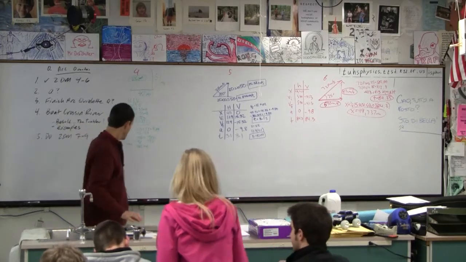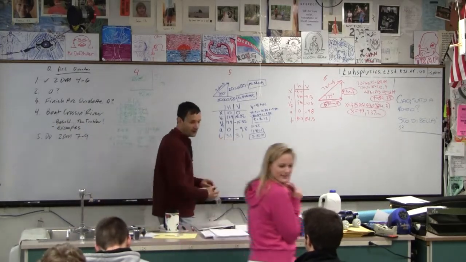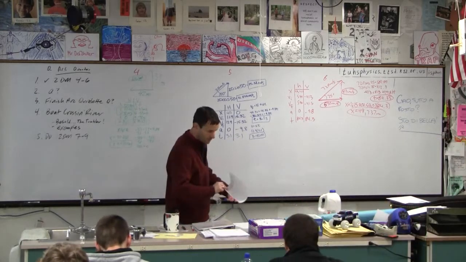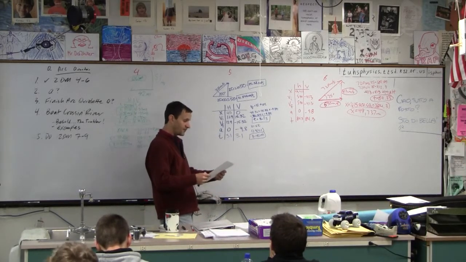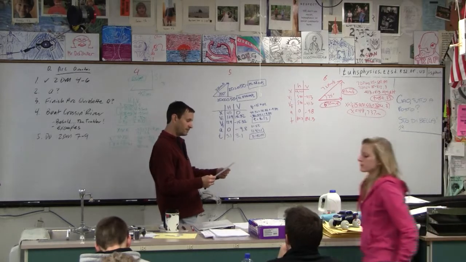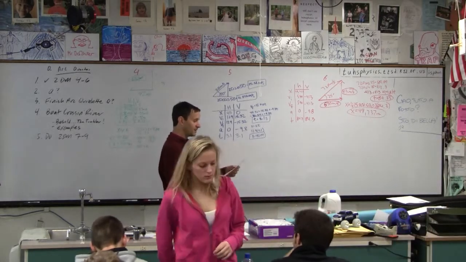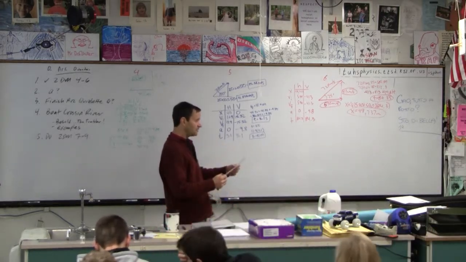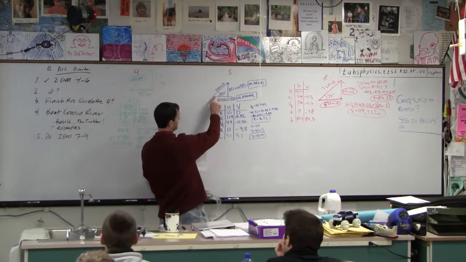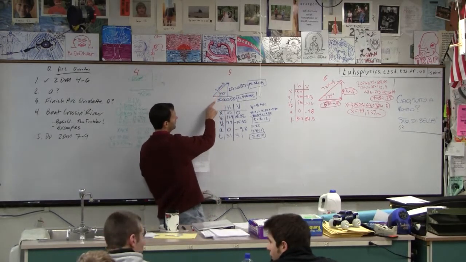There we go. So number five says a football is kicked by Joe, apparently, at an angle of 50 degrees above horizontal with a speed of 20 meters per second. Draw a picture of the initial velocity vector. So there it is, 20 meters per second, 50 degrees.